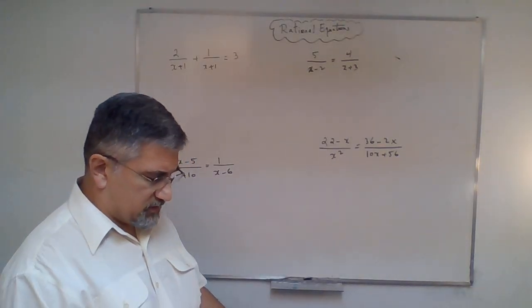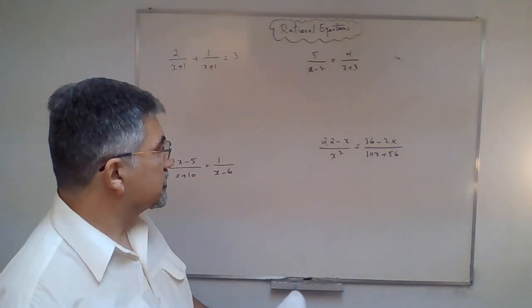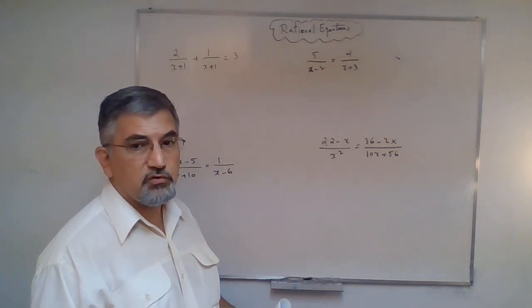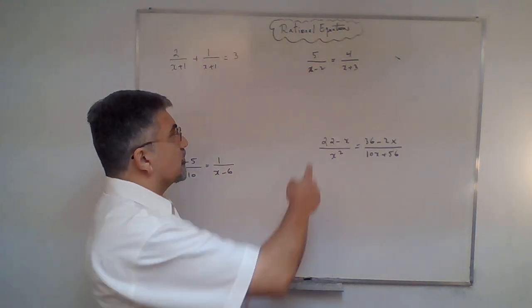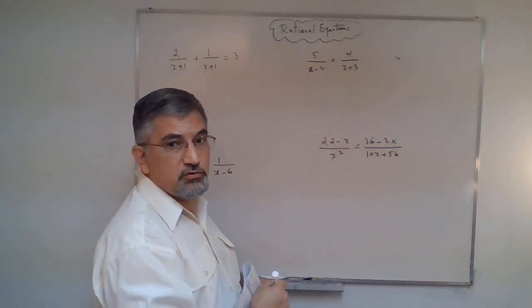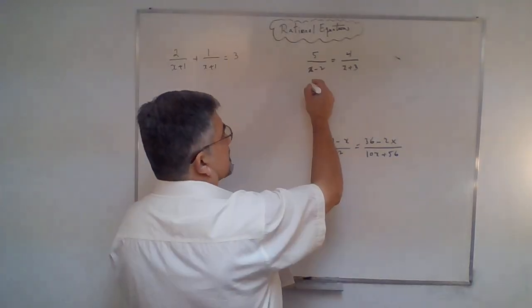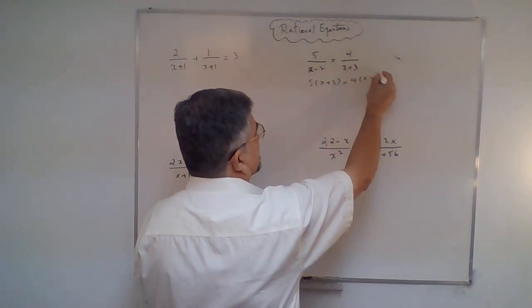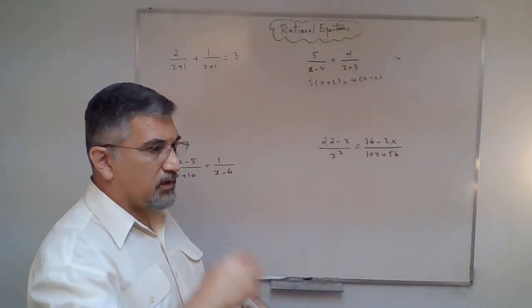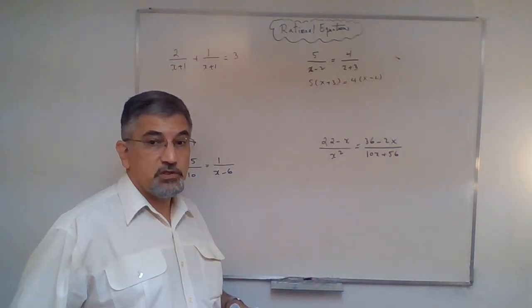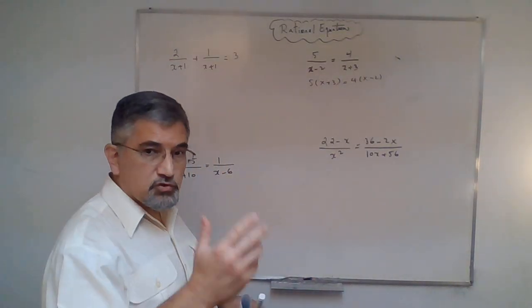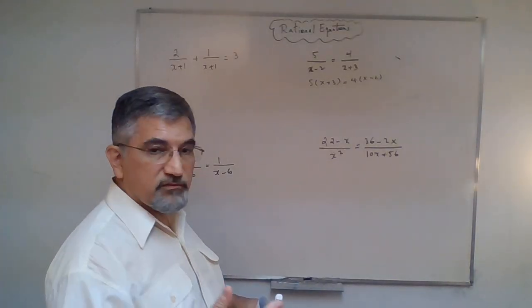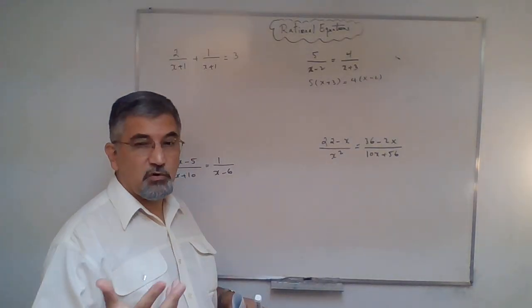One of the methods you can use, a fast method, is called cross multiplying. So here we can quickly do this cross multiplication. We can say 5 times x plus 3 equals 4 times x minus 2. But I want us to do this cross multiplication with understanding. It's a shortcut, a quick way of solving equations, but we have to know exactly what we're doing.